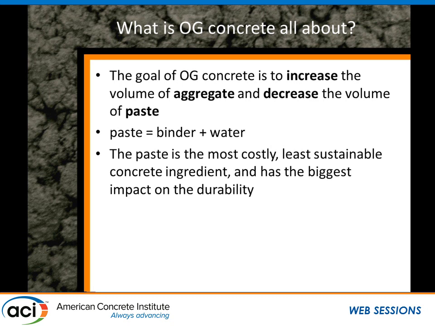Well, the goal is to increase the volume of the aggregate and decrease the volume of the paste. Pretty simple. Paste is binder plus water. Paste happens to be the most costly, the least sustainable, and has the biggest impact on your concrete durability. So if you can minimize paste, you're going to be doing a whole lot of good for your concrete.